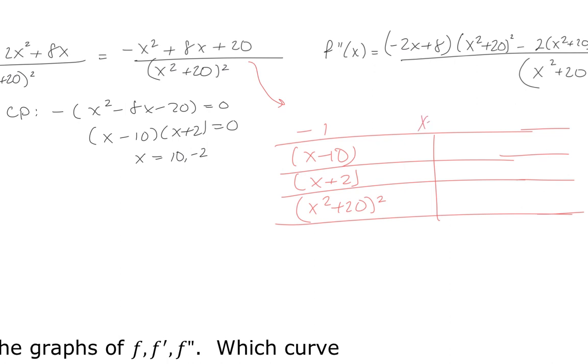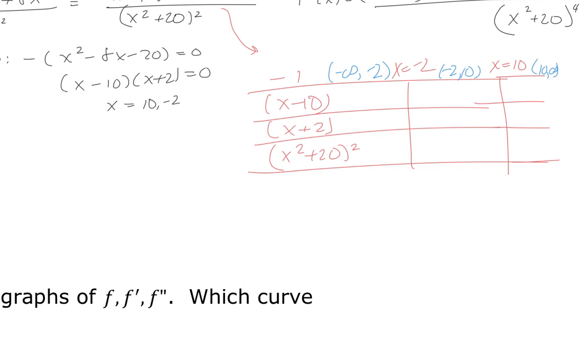When x is equal to negative 2, when x is equal to 10. So this is the interval from negative infinity to negative 2, negative 2 to 10, and then 10 to infinity. Oh, notice I put that negative 1, so I need to put a negative 1 down here. Okay, so I would probably do it that way.